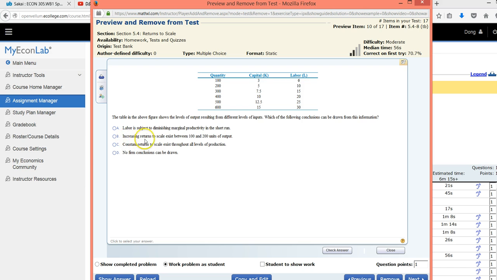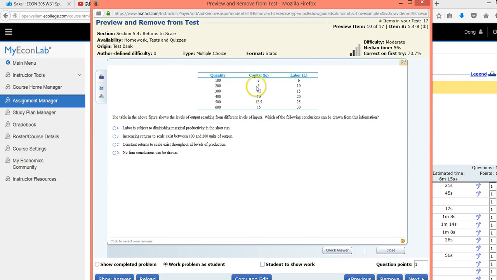B, increase and return to scale exist between 100 and 200 units of output. So between 100 and 200 levels of output, output actually doubles. So if it's increase and return to scale, then that means if we double the input, then the output is more than doubled. And proportionally, this also means if the output is doubled, and if the technology is increased and return to scale, then it means the inputs will be less than doubled.